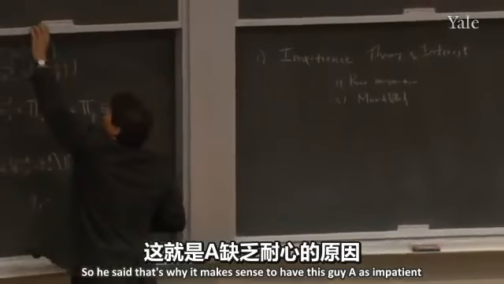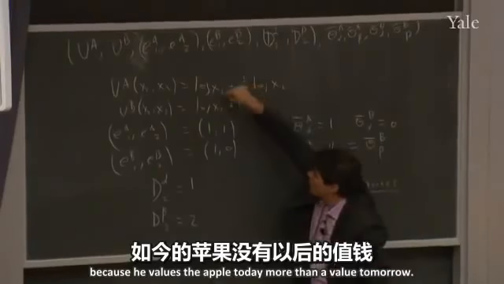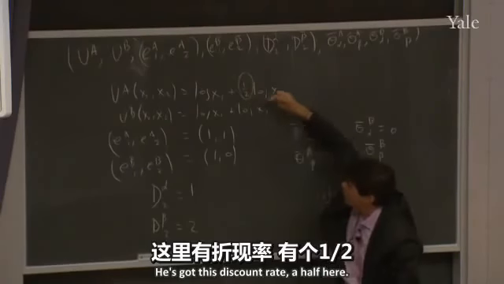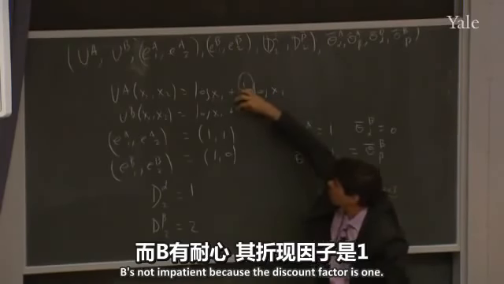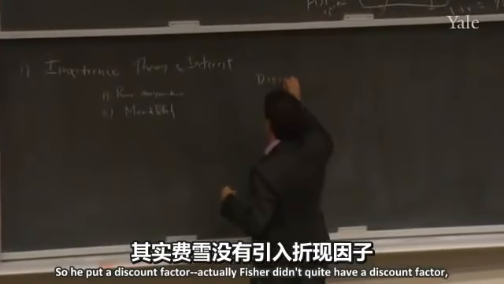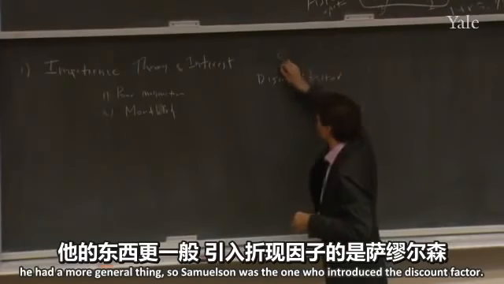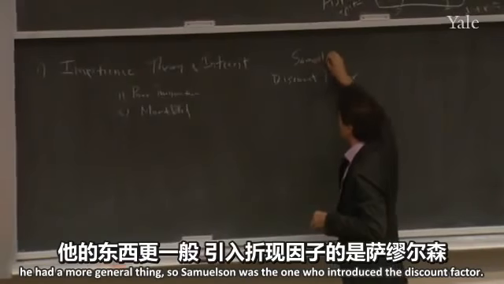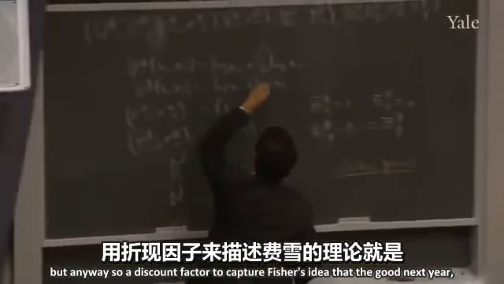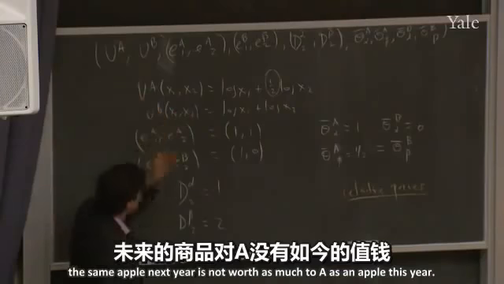So he said that's why it makes sense to have this guy A be impatient, because he values the apple today more than tomorrow. He's got this discount rate, a half here. B is not impatient because the discount factor is 1. Actually, Fisher didn't quite have a discount factor. He had a more general thing. Samuelson was the one who introduced the discount factor. It doesn't matter. But anyway, a discount factor captures Fisher's idea that the same apple next year is not worth as much to A as an apple this year.